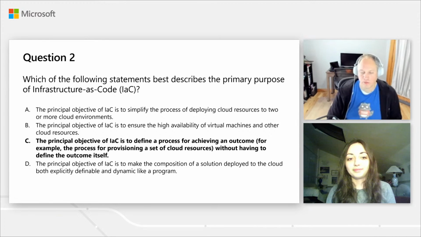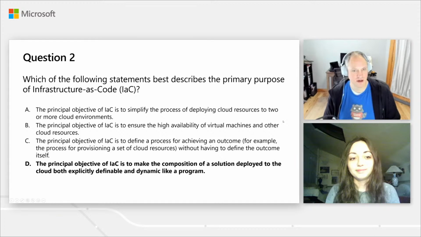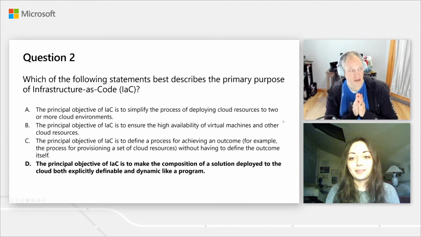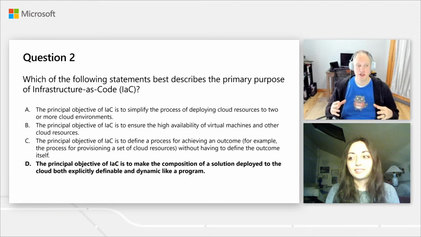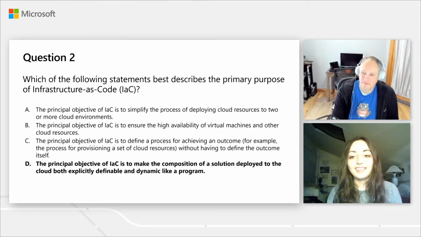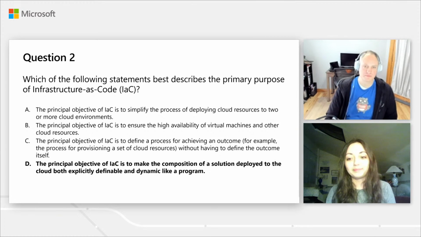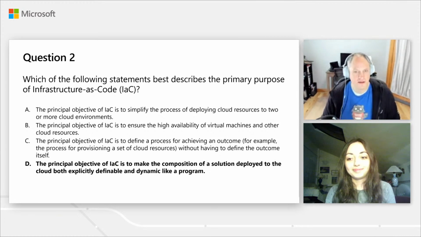Okay. Well, our audience is weighing in fully in support of D. So let's see what D reads as. The principal objective of infrastructure as code is to make the composition of a solution that's deployed to the cloud both explicitly definable and dynamic, like a program. What do you think about that one? Yes, I think that we all found the correct answer, because as we mentioned before, infrastructure as code tools define a solution in a dynamic way, like a program. Yep, exactly.